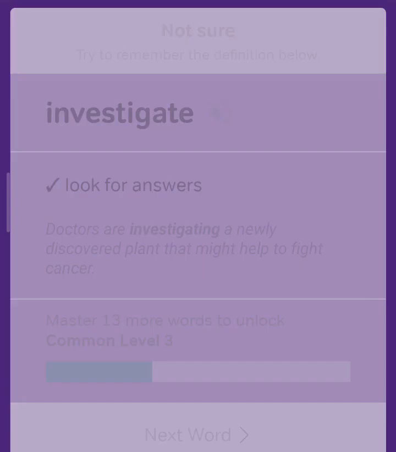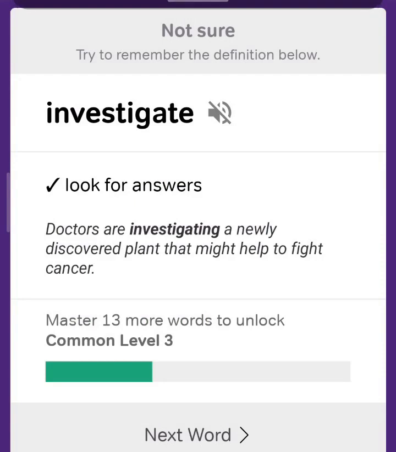Investigate. Look for answers. Doctors are investigating a newly discovered plant that might help to fight cancer.